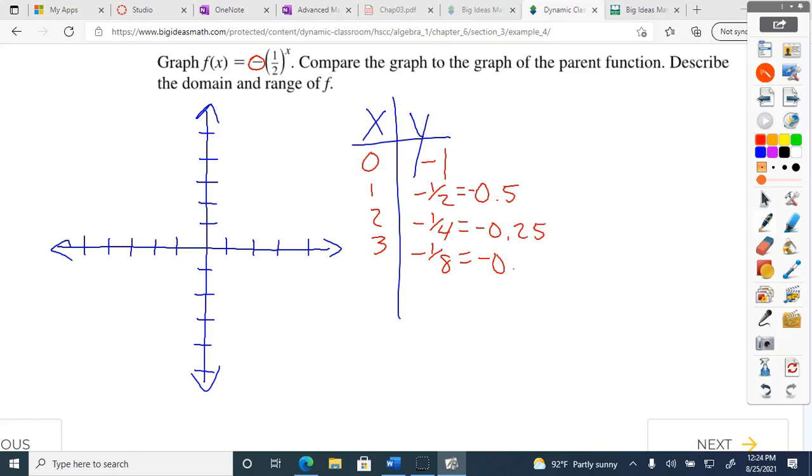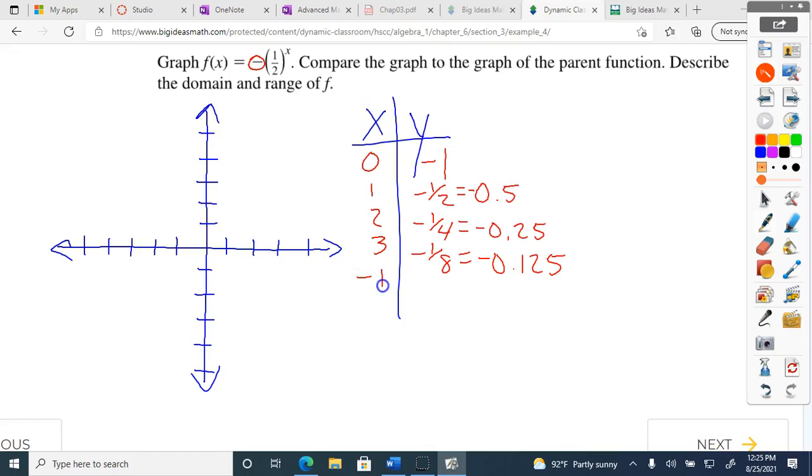What is 1/8 as a decimal? Just put 1 divided by 8. 0.125. So again, we are getting closer and closer to what? Well, 0, but will we ever get there? Not going to get there on this one.